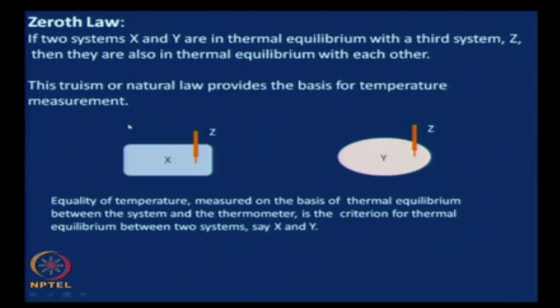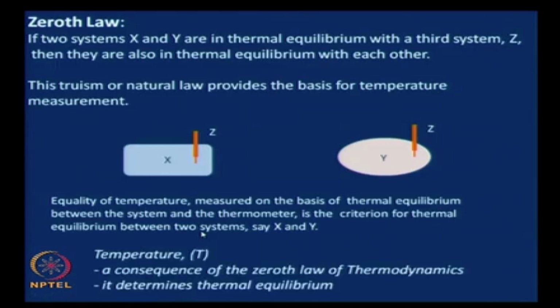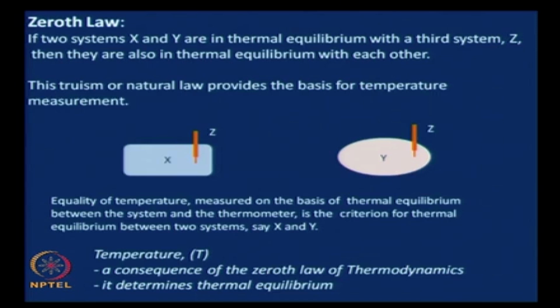Let us consider the condition that we just said, X in thermal equilibrium with Z and Y in thermal equilibrium with Z, which means that the reading on the thermometer would be the same, and therefore the equality of temperature measured on the basis of thermal equilibrium between the system and the thermometer is the criterion for thermal equilibrium between the two systems, say X and Y. Therefore temperature T can be considered a consequence of the zeroth law of thermodynamics, and it is the one that determines thermal equilibrium.